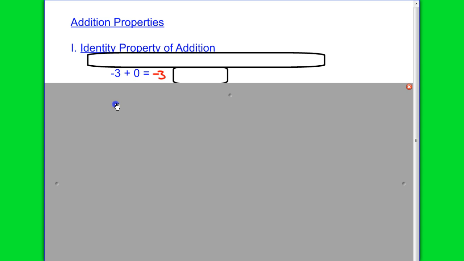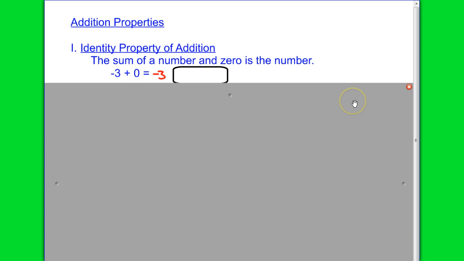And so the identity property of addition just says that when you add 0, you're going to, what? Stay the same. When you add 0 to an expression, it doesn't change the value, does it? Kind of easy. The sum of a number and 0 is the number. So when we talk about the properties, we usually start with an example like this, but this is true for all numbers. So when we make a rule in math, we use a variable to represent all numbers.